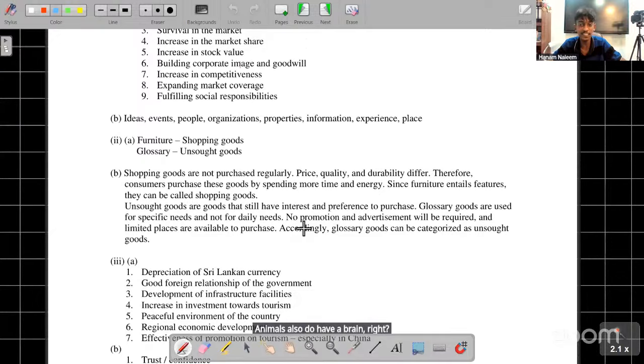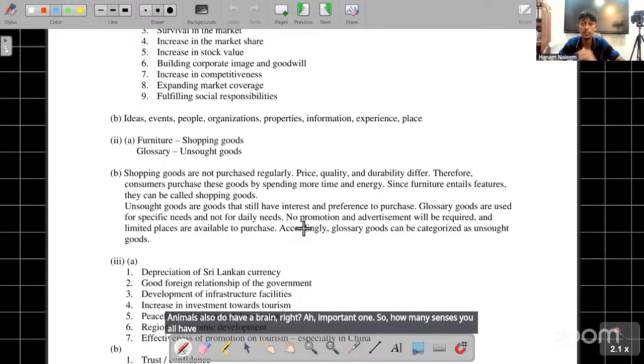Important one. So how many senses do you all have? We'll have fun with the new fellows. How many senses does a human have? If you take a living being, usually humans, how many senses?